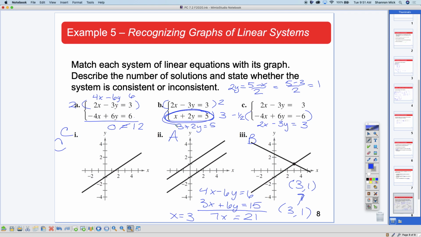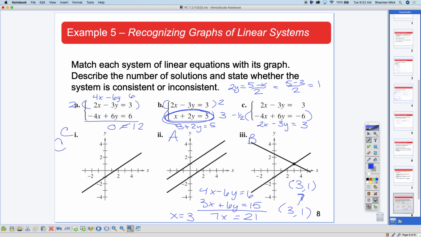So the first graph is dependent, then no solution, and then independent? No, the first is consistent, dependent. It's consistent, meaning it has at least one solution, and it's dependent because it's the same. The next one is no solution, inconsistent. The third is consistent and independent, because it has one answer.